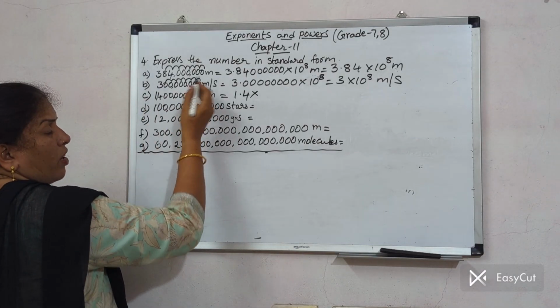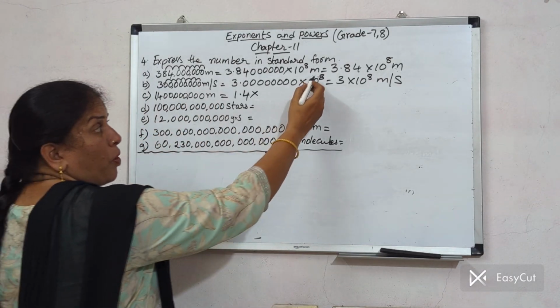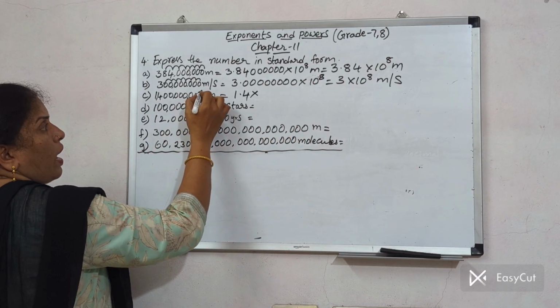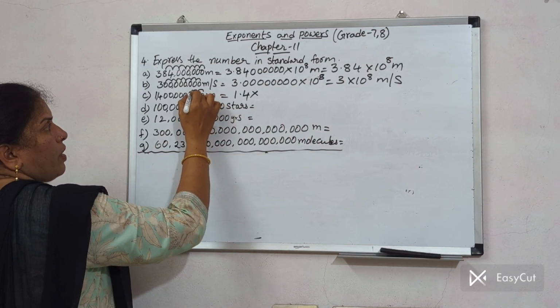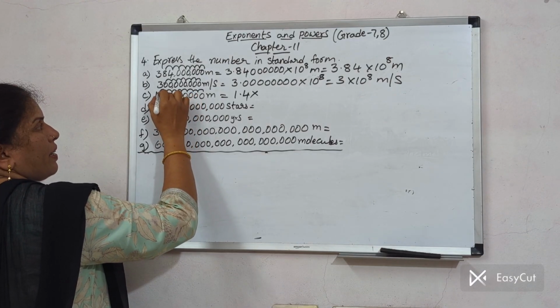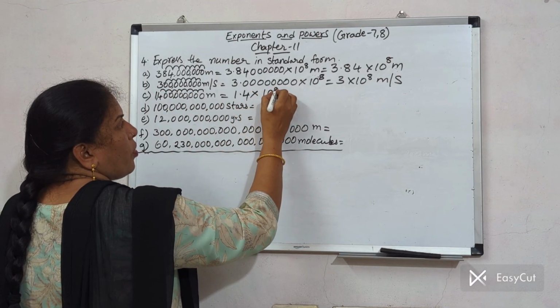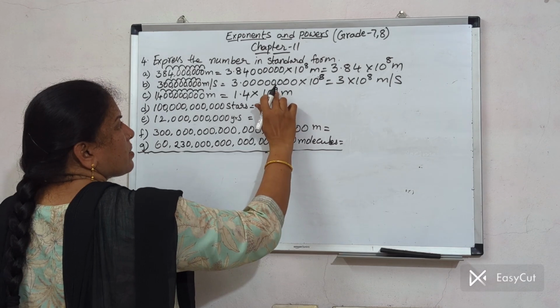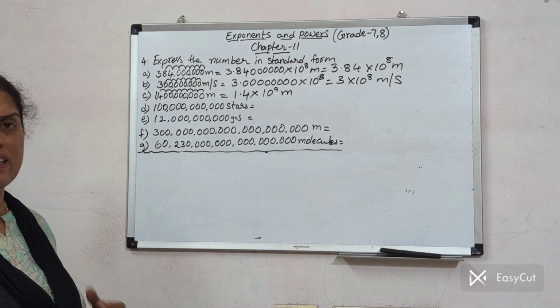From here, right side onwards, I moved left now, so positive number. 1, 2, 3, 4, 5, 6, 7, 8, 9. So 10 to the power of 9 meters. Understood, ma? Very easy now.